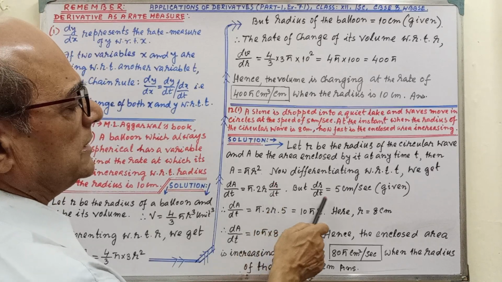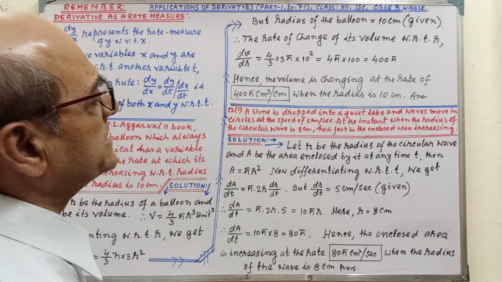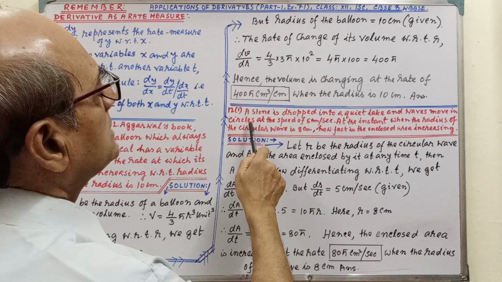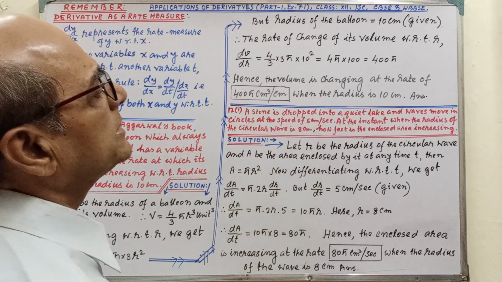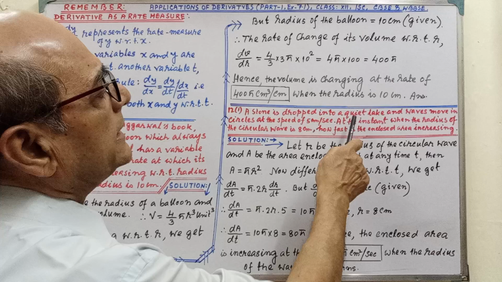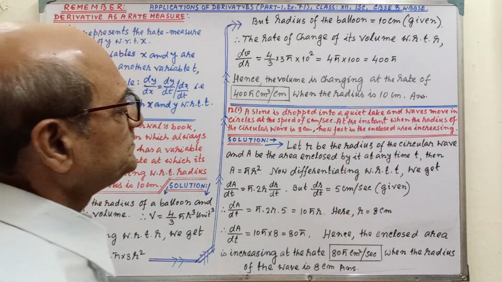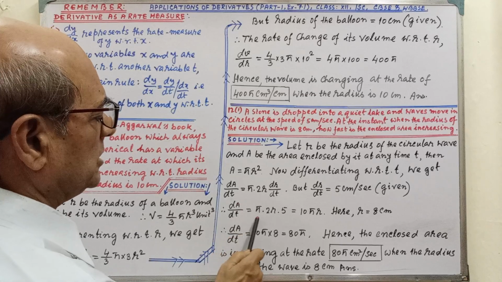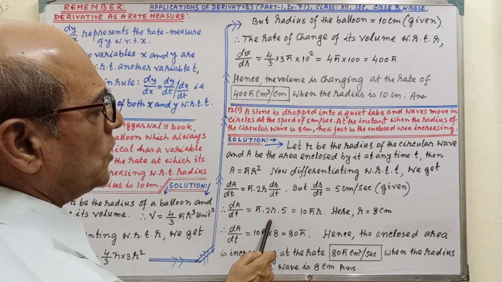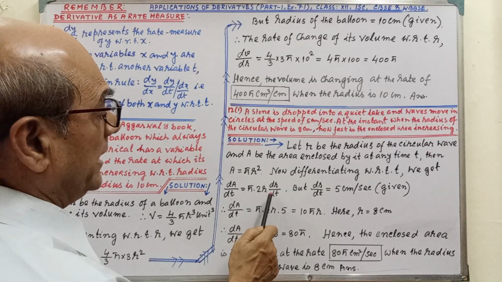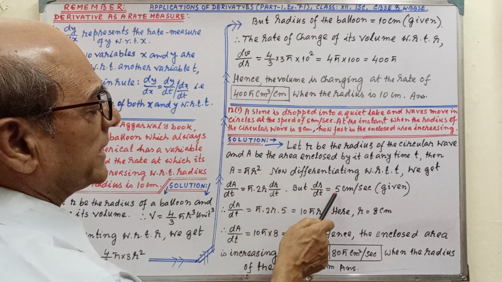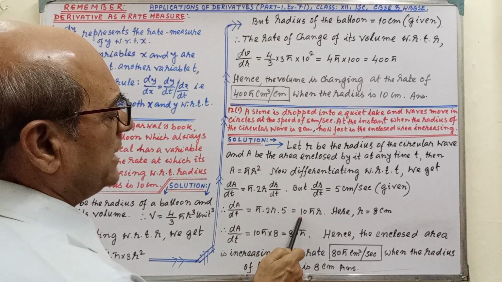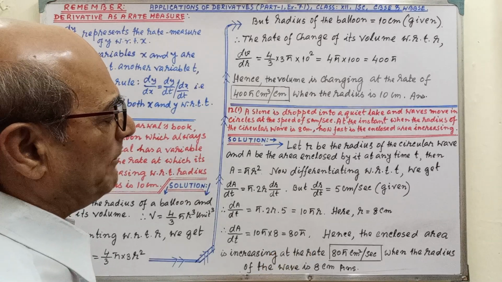But dr by dt equals 5 centimeter per second. That is given in our question. The circle moves at the speed of 5 centimeter per second, given in our question. So therefore dA by dt equals pi 2r. In place of dr by dt, we are putting the value 5. Then by simplifying, we are getting 10 pi r.